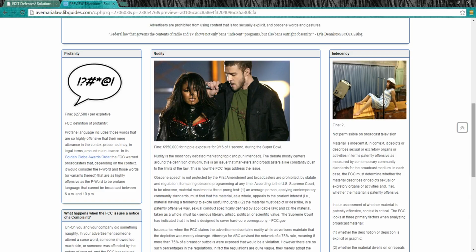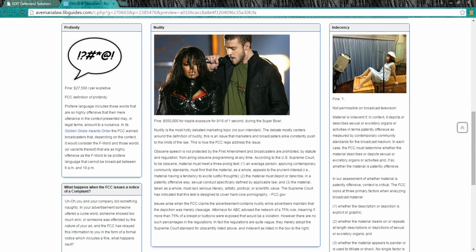The first one's profanity, and it mentions that the fine if you use an expletive on TV is about $30,000. So it's a pretty hefty fine if you are found guilty of using something that is considered an expletive on TV. And then there's the FCC definition of profanity: profane language includes those words that are so highly offensive that their mere utterance in the context presented may, in legal terms, amount to a nuisance.